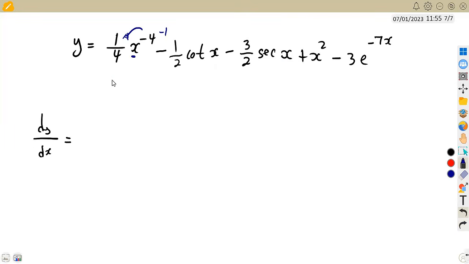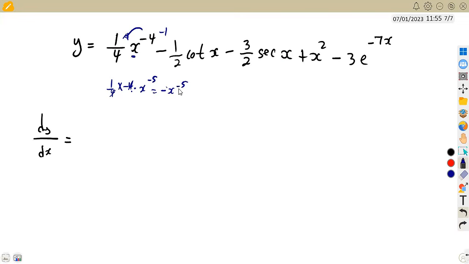So if we drop our exponent, it's 1 over 4 times a negative 4. So this is going to give us negative 1. Then we subtract here negative 4, negative 1, which is negative 5. So here we are going to obtain negative 1 x to the exponent of negative 5, which is negative x to the exponent of negative 5 like this.